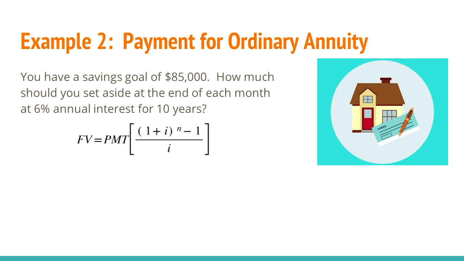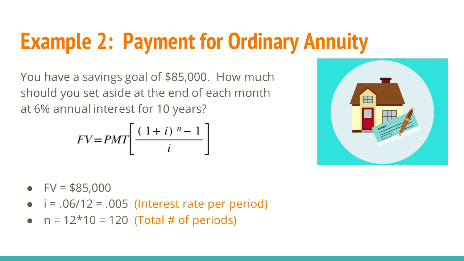Here's our second example. In the second example, we've got a savings goal of $85,000. How much should you set aside at the end of each month if you're earning 6% annual interest and want to have achieved this goal after 10 years? This would be a really classic example of saving for, say, a down payment on a house. We're going to apply that same future value formula.